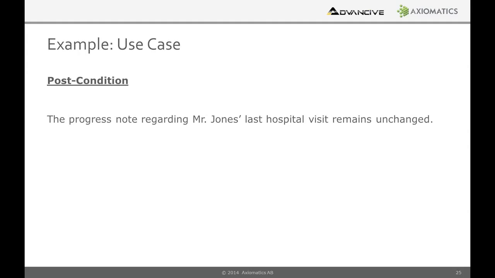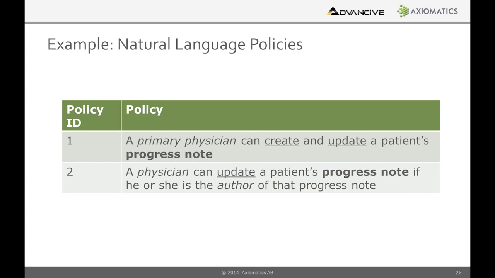So if we look at these use cases, we can put together a couple of natural language policies, just like I said previously. Policy number one would be: a primary physician can create and update a patient's progress note. And policy number two is that a physician can update a patient's progress note if he or she is the author of that progress note.